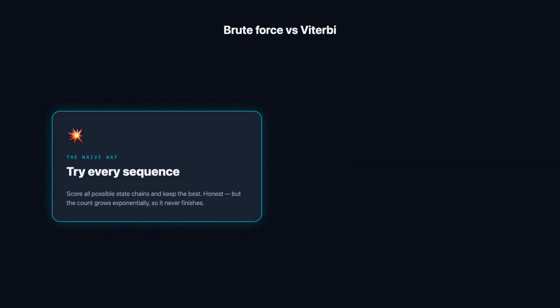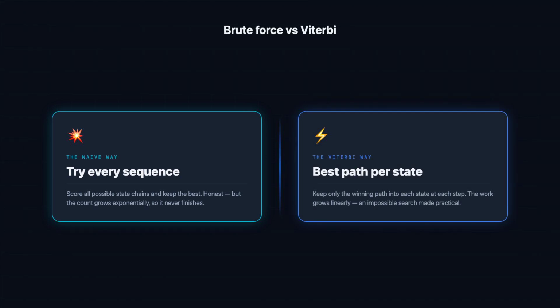So here's why this matters so much in one comparison. Brute force says try every possible state sequence, score each one, and keep the best. That's honest, but the count of sequences grows exponentially with length, so even a modest sentence would take longer than the age of the universe to decode. Completely unusable in practice. Viterbi keeps only the best path into each state at each step, and that one restriction collapses the whole search. The work now grows linearly with the length of the sequence, turning an impossible exponential problem into a fast, practical computation you can run in real time. The insight is simple but powerful. The best path to a state can only be built from the best paths that led into it.